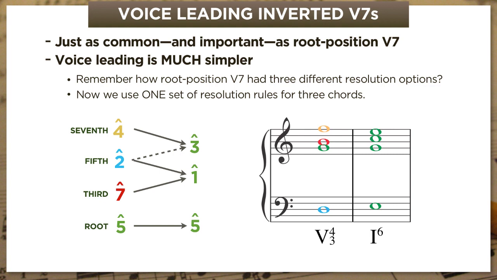Because that note can go up or down, we've got two resolution options. If it goes up to a scale degree 3, we arrive on a 1/6, just like we see here. Or, if it goes down by step, it'll take us to a 1 chord instead. And those are both totally common.